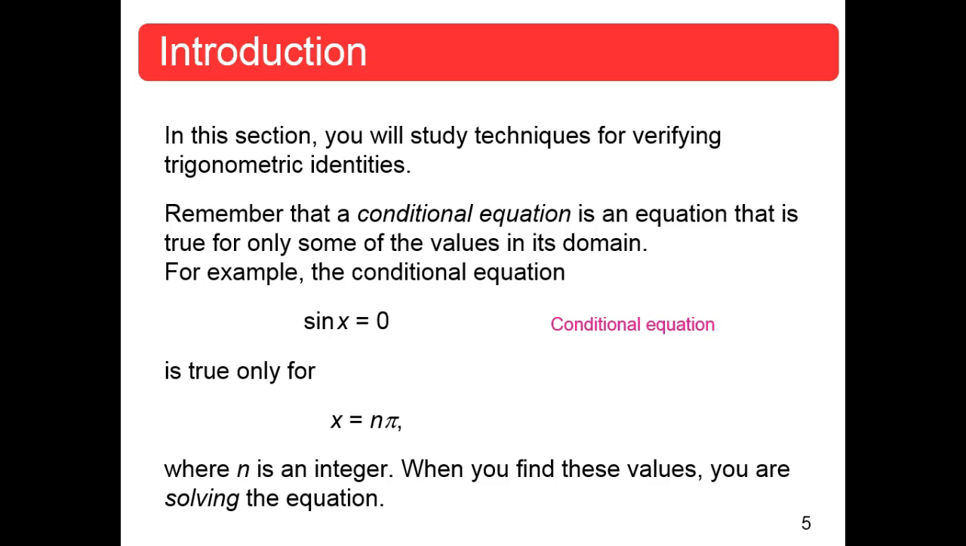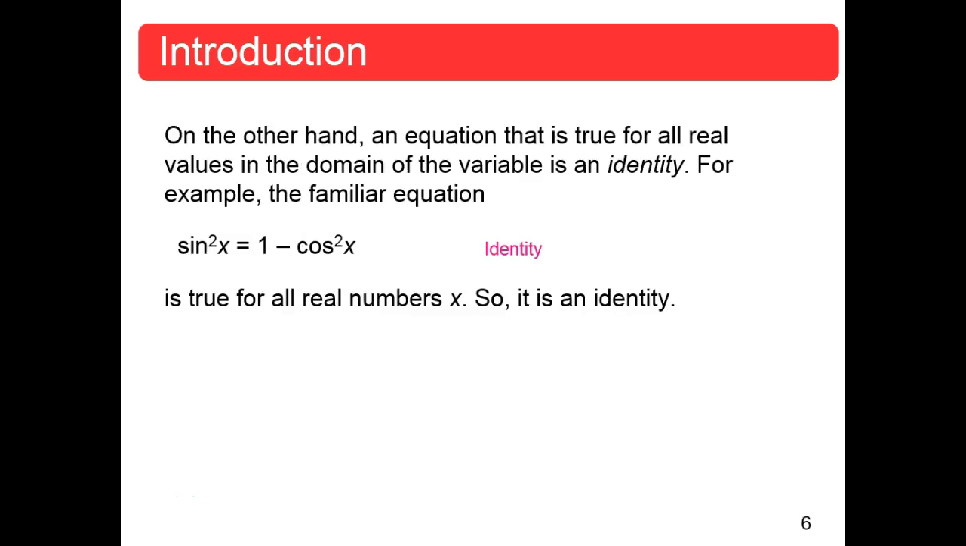Integer multiples of pi, where n is any integer, positive or negative. When you find those values, you're solving that equation. That's what you do with conditional equations. However, on the other hand, there is another type: an equation that is true for all real values in the domain. That's called an identity. And that's what we've been dealing with already.